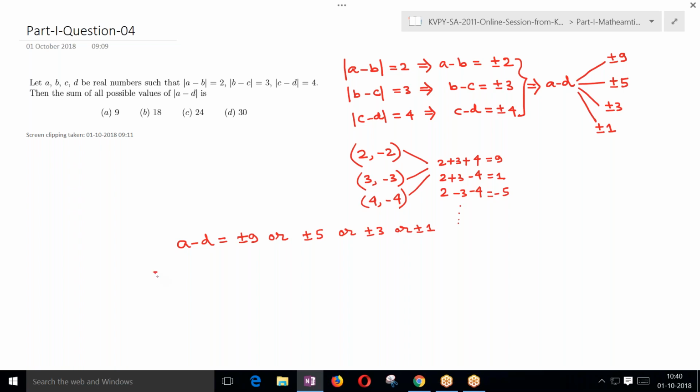And so that implies what? That implies the mod value of A minus D, because we need to find all the possible values of A minus D. So if I write clearly, all the possible values of mod of A minus D is equal to 9 plus 5 plus 3 plus 1, which is equal to 18, and we get option B as the correct one.